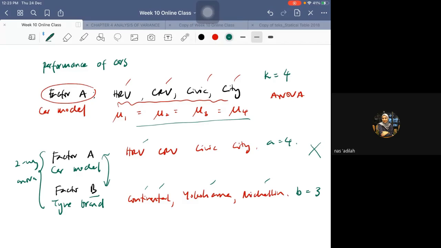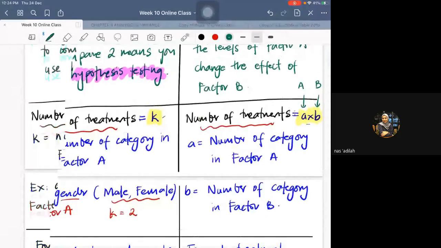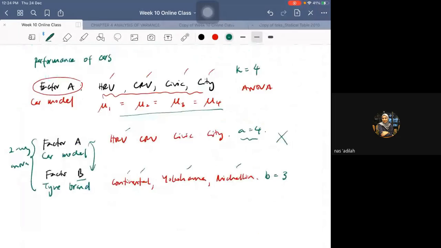And for the case of two-way ANOVA, the number of treatments is going to be measured by having a multiplied by b. So a is going to be the number of categories in factor A, and b is going to be the number of categories in factor B. This I've written over here already. For factor A, we have 4 categories. For factor B, we have 3 categories. So if I wanted to know the number of treatments, that is given by a multiplied by b, which is 4 multiplied by 3. So for this case of two-way ANOVA, I'm going to have 12 treatments altogether. All you have to do is multiply the values of a and b.